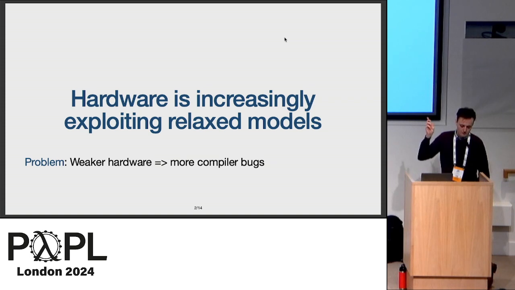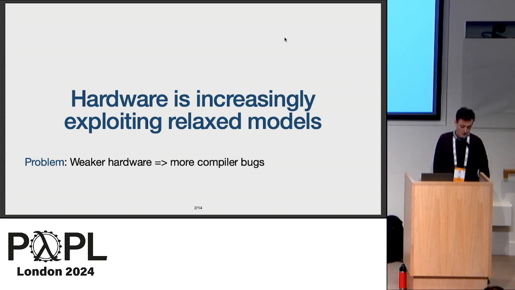Now, the thing I'm claiming here is that hardware implementations are increasingly exploiting the allowed behaviors of relaxed memory models. So what I mean by this is hardware implementers want to get as much performance out of their chips as they can, so they're increasingly using the allowed relaxations of these relaxed architecture models. This claim isn't surprising, but the implications of it might be a little more surprising.